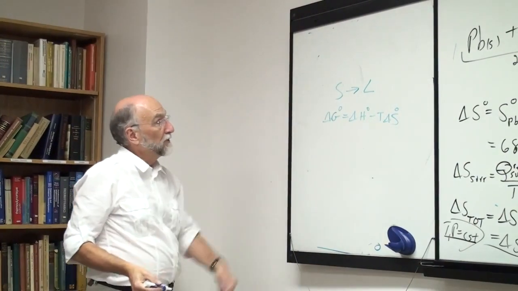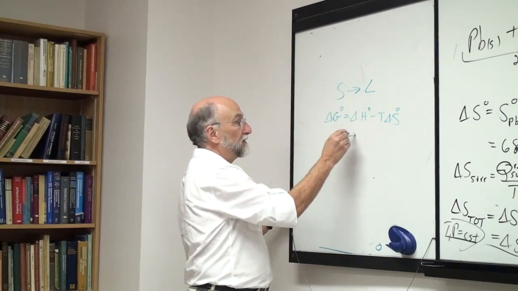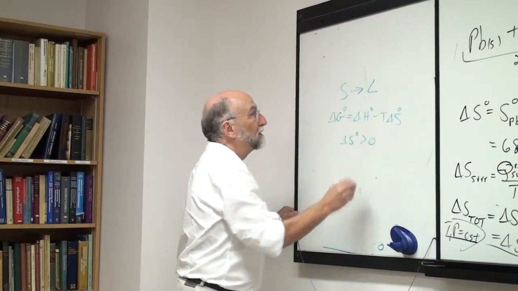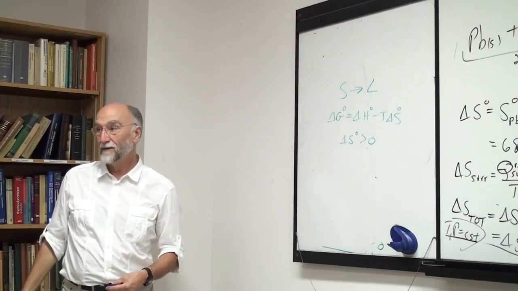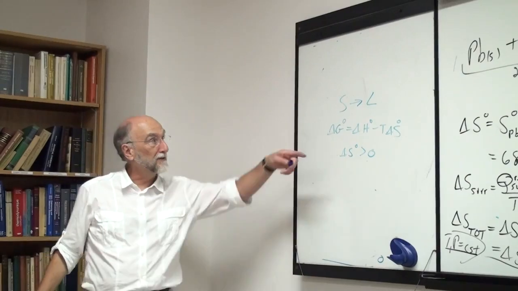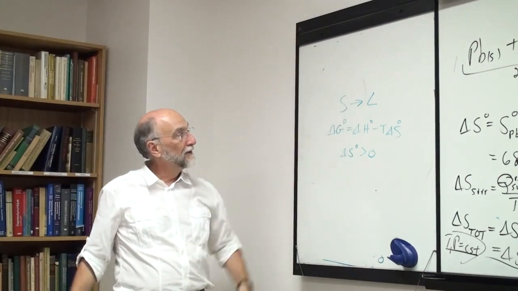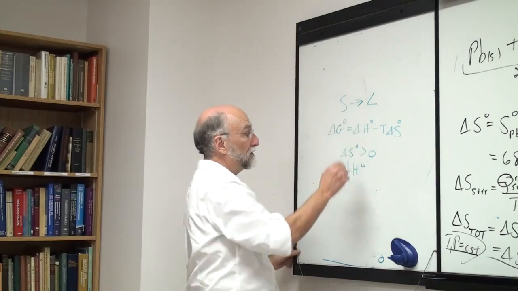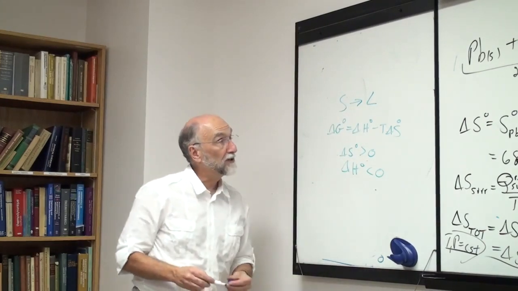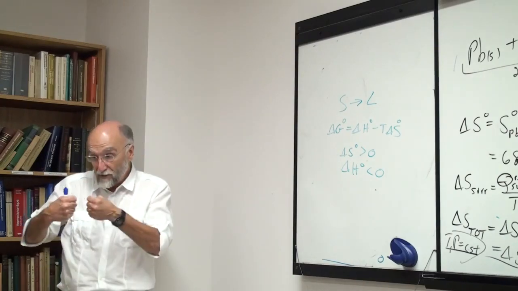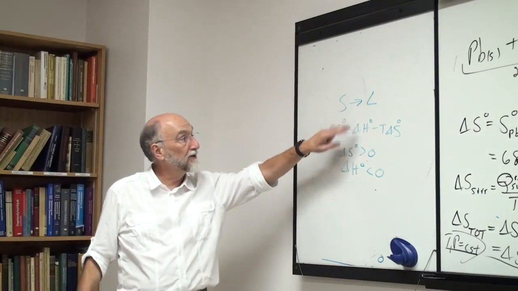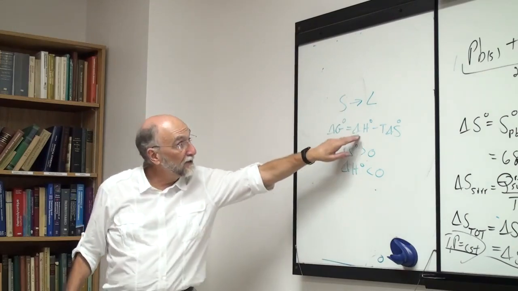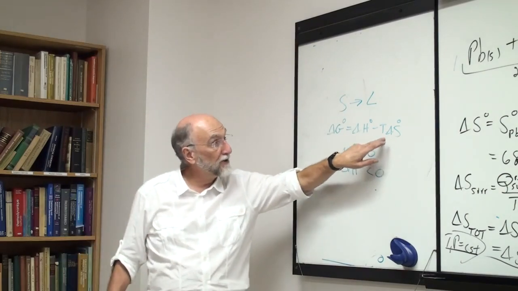So for a solid going to a liquid, the delta S term is positive, because the liquid is more disordered than the solid. But the delta H term, in going from the solid to the liquid, is positive because the solid has stronger bonds in it. So the bond energy favors the solid, and the disorder favors the liquid.